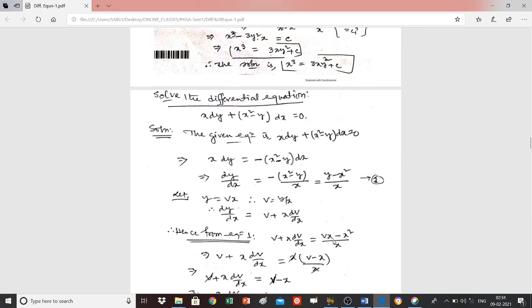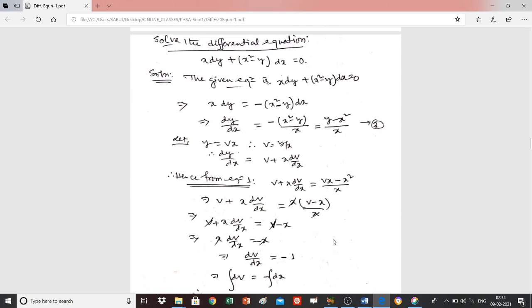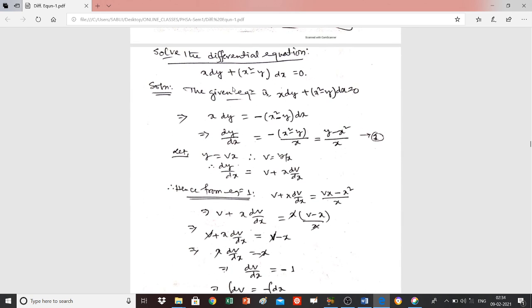This is another solution, another equation which you have to solve. That is (xy plus x square) minus y dx is equal to 0. And you can observe here, or see in the study material that I will provide you. Just go through it. The process is the same.